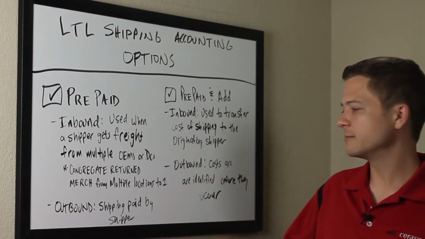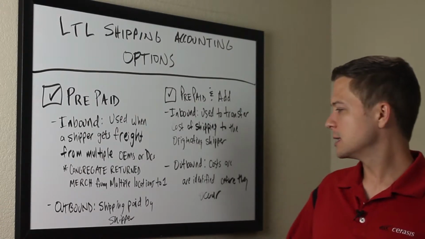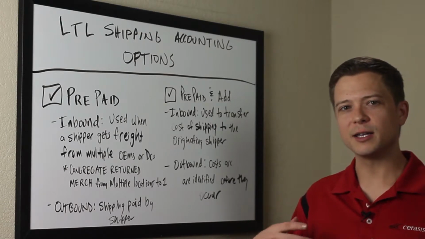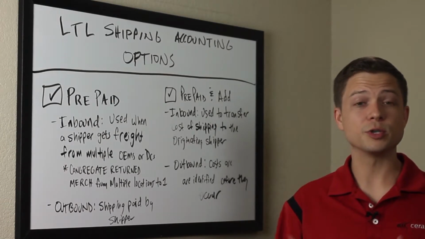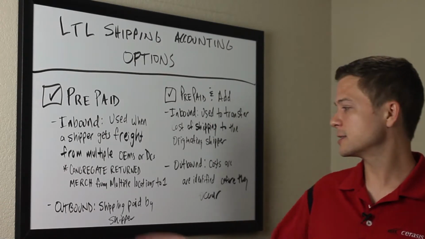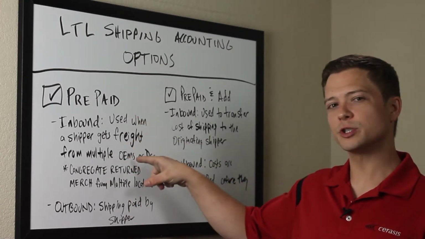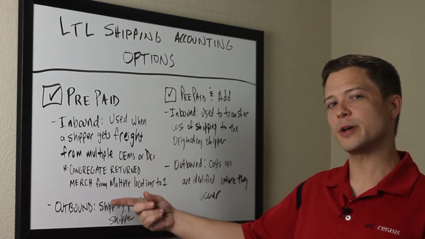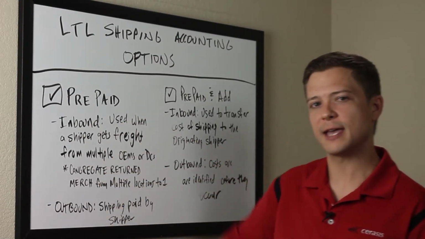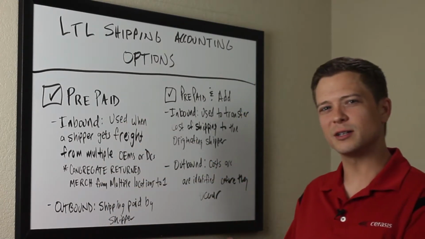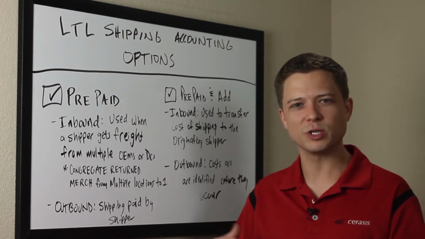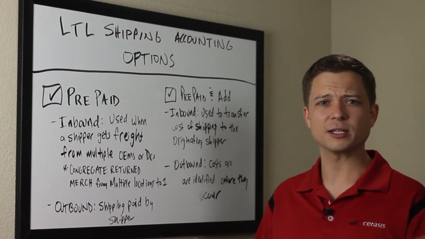On the outbound side, this is pretty straightforward. The shipping is simply paid by either you, the shipper, or the shipper shipping to you. And that's what is happening when people are shipping to you. They're on the outbound side, and so they've already prepaid that. And that's usually agreed upon before the shipping occurs between the two parties, either through a contract or on a one-time basis.